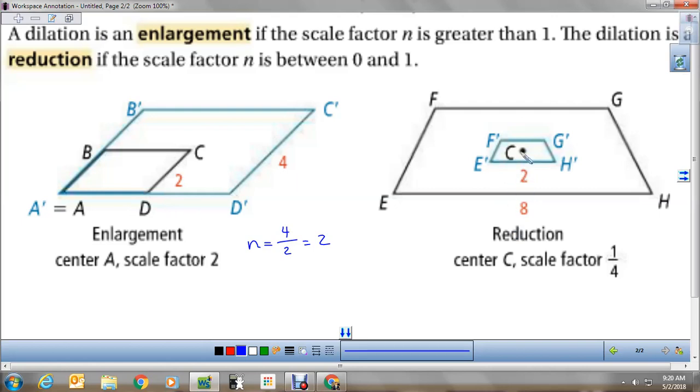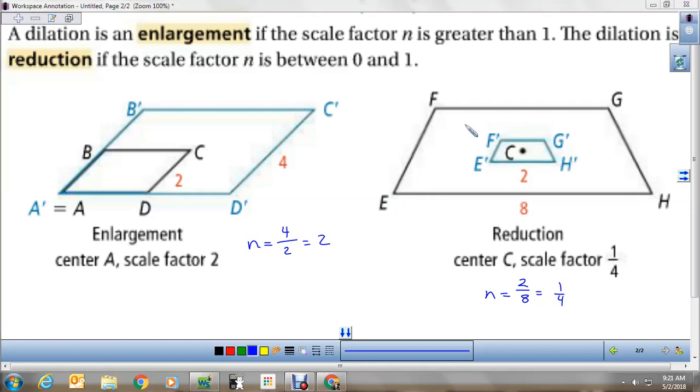So let's look at here. The center of dilation is at C. We have our figure EFGH, which has a side length of 8, and E prime, F prime, G prime, and H prime with a side length of 2. So that means, remember, to find the scale factor, we're going to take the image, which is 2, over the pre-image, which is 8, and reduce the fraction, and it becomes 1/4. So we have a scale factor of 1/4, which means we've reduced it.